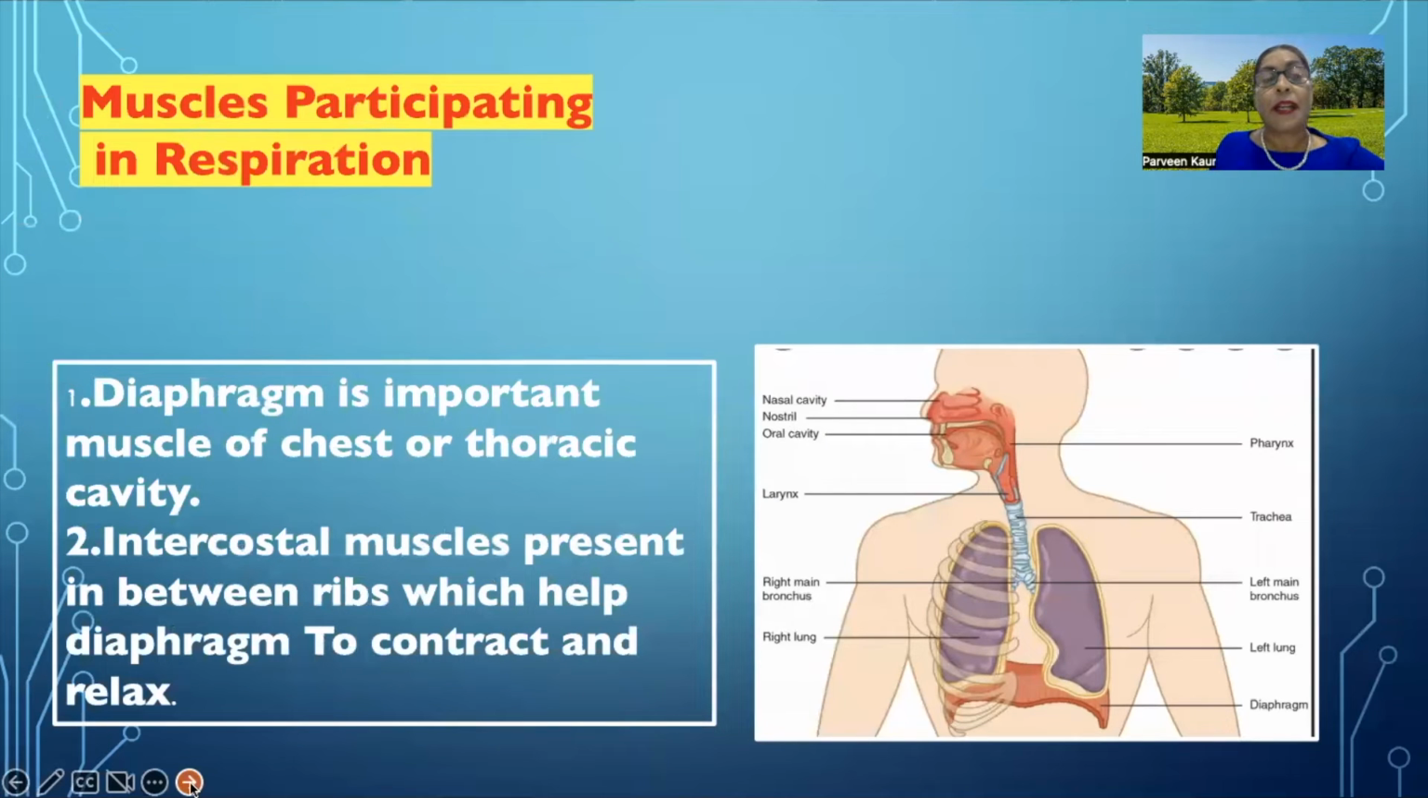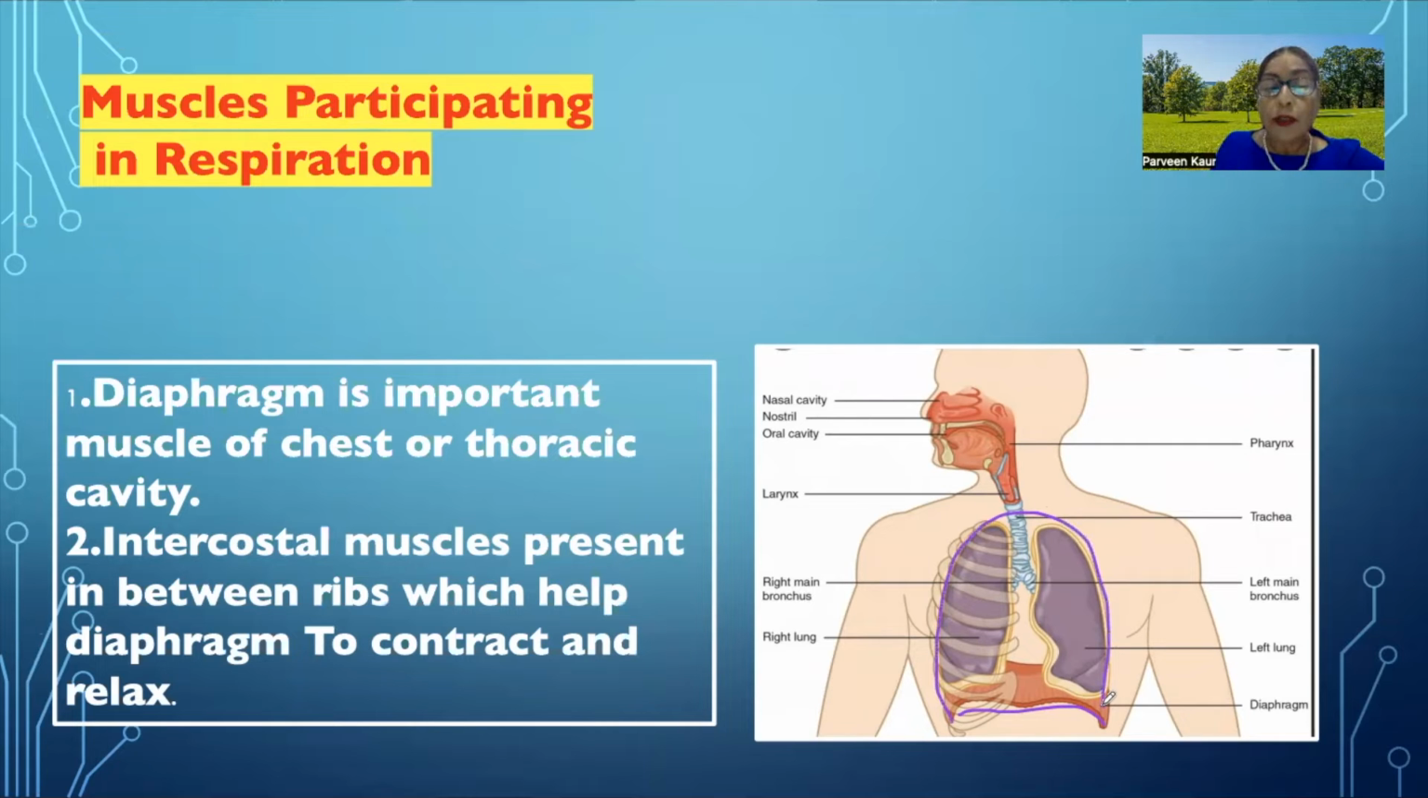Muscles participating in respiration. In this structure you can see the diaphragm. The diaphragm is an important muscle of the chest cavity. This cavity is called the chest cavity, or it is also called the thoracic cavity.